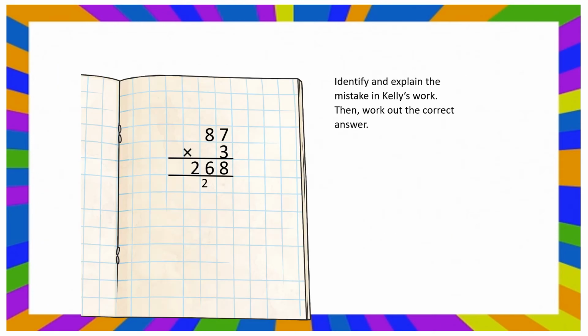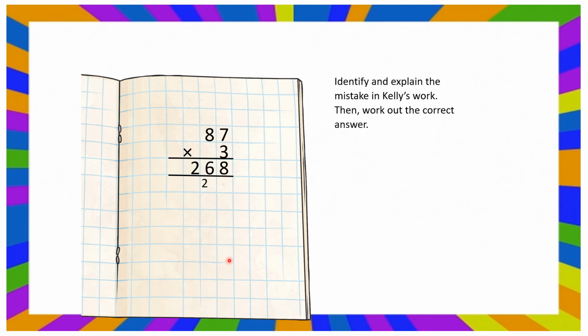Okay, here is one more for you to have a go. Identify and explain the mistake in Kelly's work. Then work out the correct answer. 87 multiply 3. Okay, what is her mistake? Pause the video and have a go.